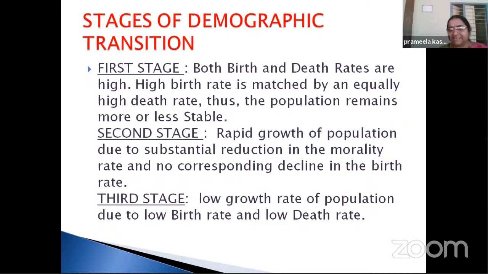So in the third stage of demographic transition, when the economies are in a developed stage, the population growth automatically declines. We can find a low growth rate of population due to low birth rate and low death rates in this stage of demographic transition theory. Every country has to pass through these three stages. In the first stage, we find high birth and high death rates, and the population remains almost stable. In the second stage, there is a population explosion due to high birth rates and low death rates, and in the third stage the growth rate of population is low due to low birth and low death rates.